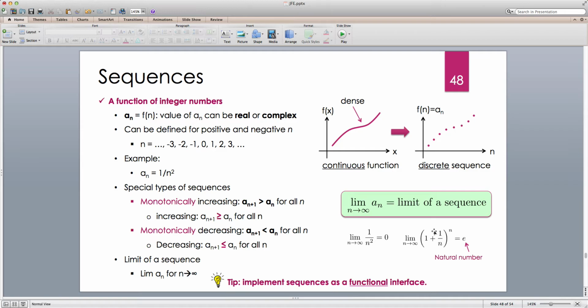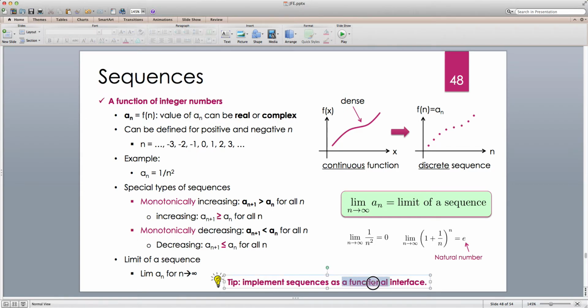And because the base is always kept higher than 1, the value of the sequence should increase and increase. So these two eventually cancel each other out perfectly, and the final result is a natural number, which is 2.7 something. Now, it's very easy to implement the sequence in Java.